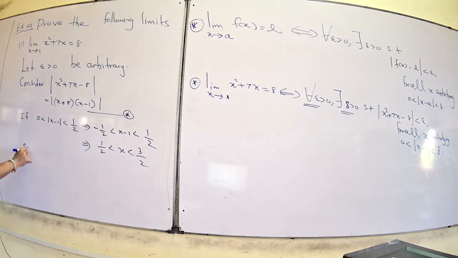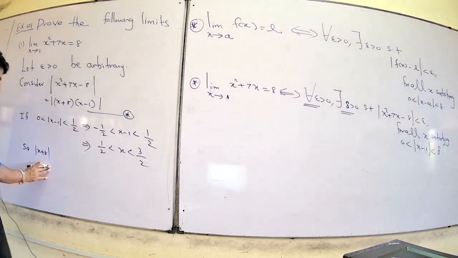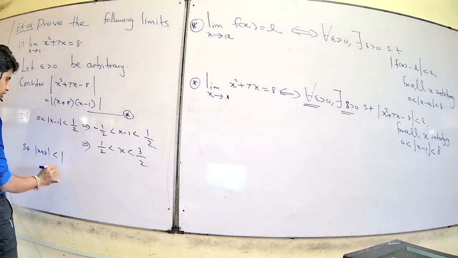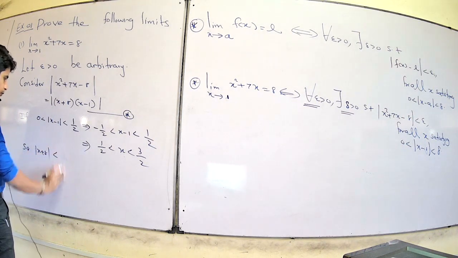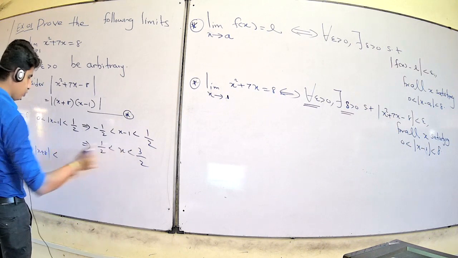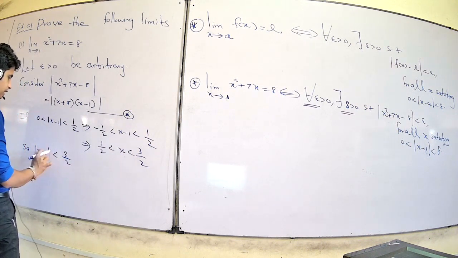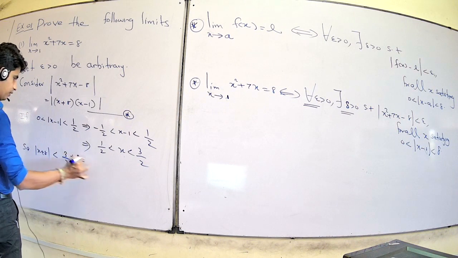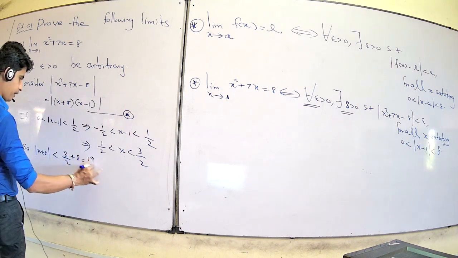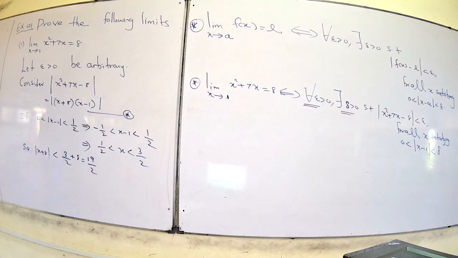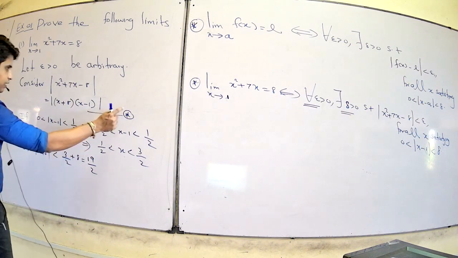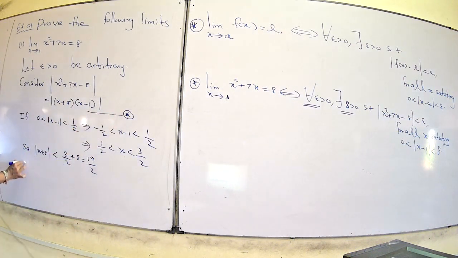So now what is the value of x plus 8? If you get x plus 8 values, we will write less than, and for the x value you put 3 by 2. It's a less than sign, 3 by 2 plus 8. What is the value? 19 by 2. Okay, 19 by 2.